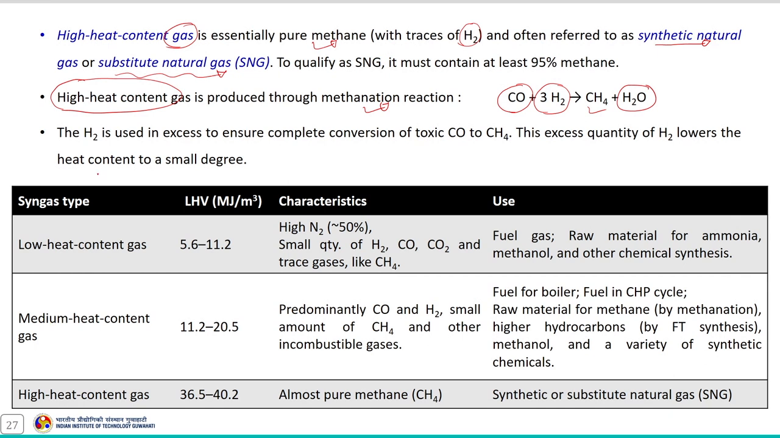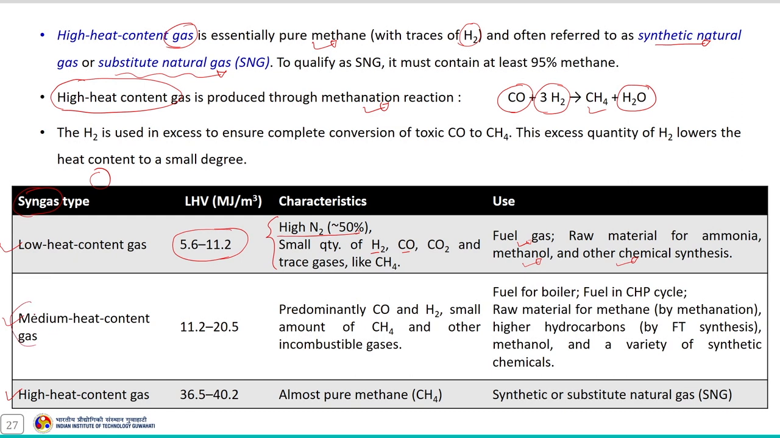And this table here provides the information about these different types of syn gas, that is low heat content gas, medium heat content gas and high heat content gas. In case of low heat content gas, its calorific value ranges from 5 to 11 and it majorly consists of a high amount of nitrogen, that is close to 50%, and a small quantity of hydrogen, carbon monoxide, CO2 and traces of gases like methane. However, this low heat content gas can be used as a fuel gas as well as raw material for ammonia, methanol and synthesis of other chemicals.